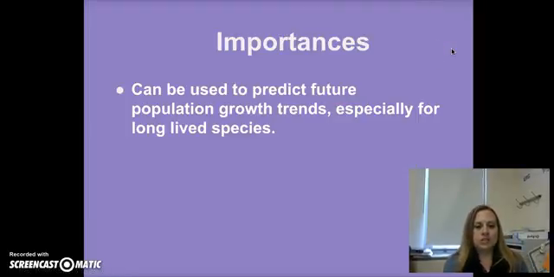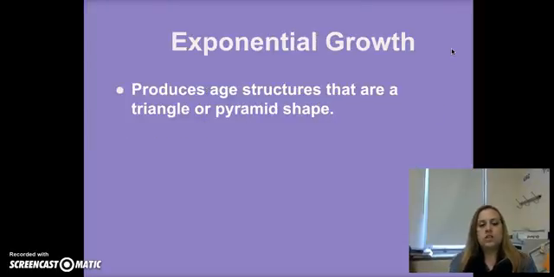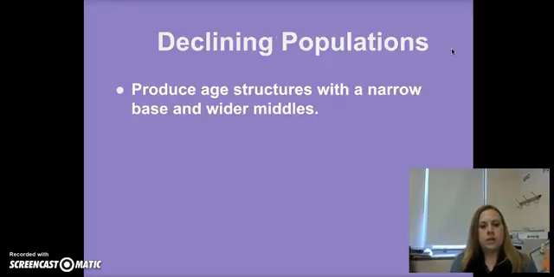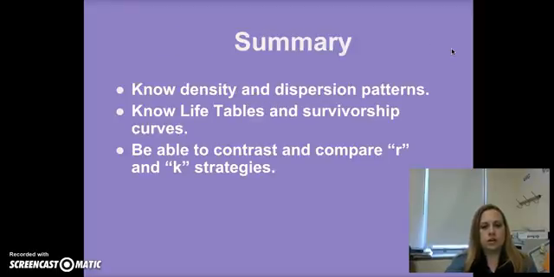These are really important diagrams because they can be used to predict future population growth trends, especially for long-lived species. They are really helpful when we look at human populations and how they're changing over time, and they can be used for planning purposes. Exponential growth, again, is going to produce age structures that are a triangle or pyramid shape, like the Kenya one. Logistic growth produces age structures that have even sizes between most age categories, like the example of the US. And declining populations produce age structures with a narrow base and wider middles, like in Italy.